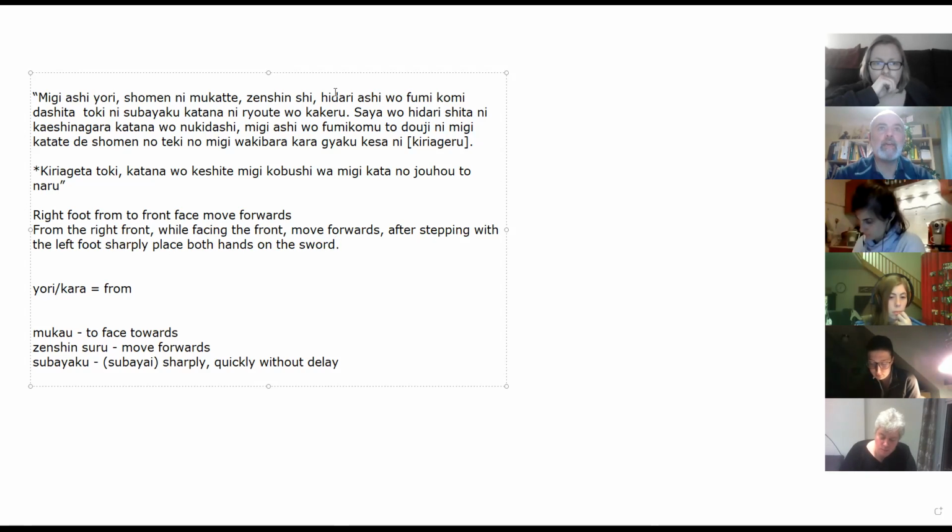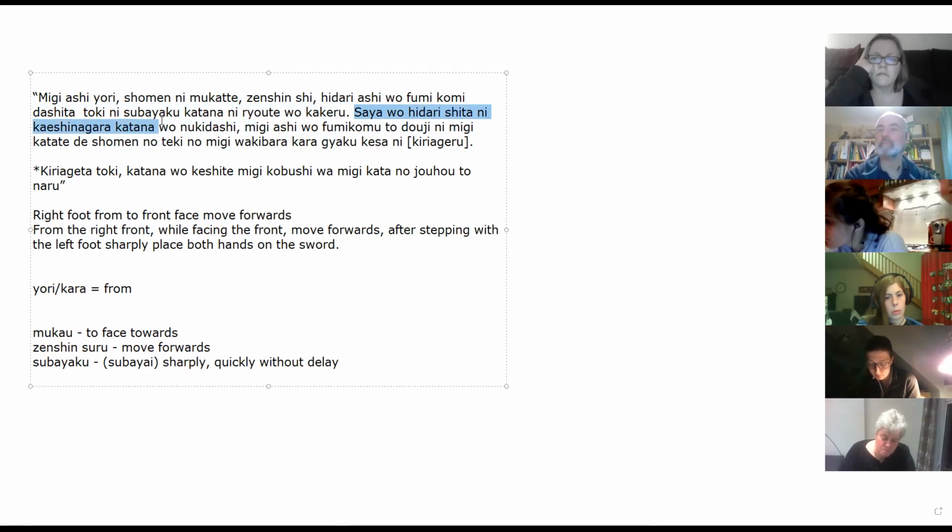So look, we've got this part here which we should now be able to recognise. Hidari ashi o fumikomi dashita toki. So as Joel said, after stepping with the left foot, or at the end of the left foot step. Good. And then Naska. Saya o hidari shita.